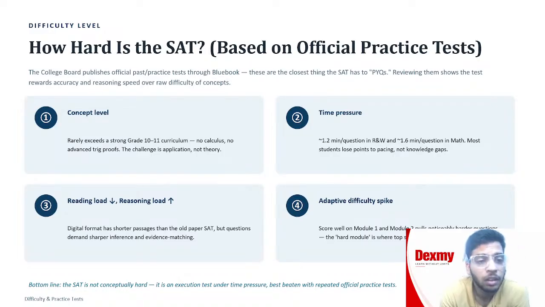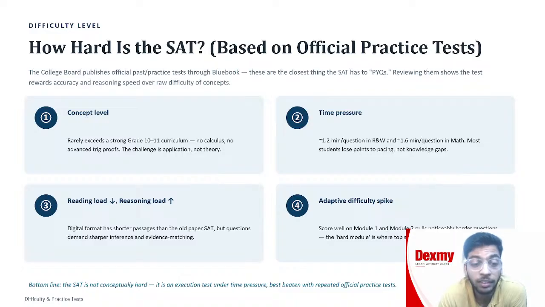First of all, concept level depends. So first of all, you have to know the concept. What are the concepts here? So it rarely exceeds grade 10th and 11th curriculum. So no calculus is there, no trigonometry is there, no hard proofs are there. So the challenge is not the theory, the challenge is the application part.